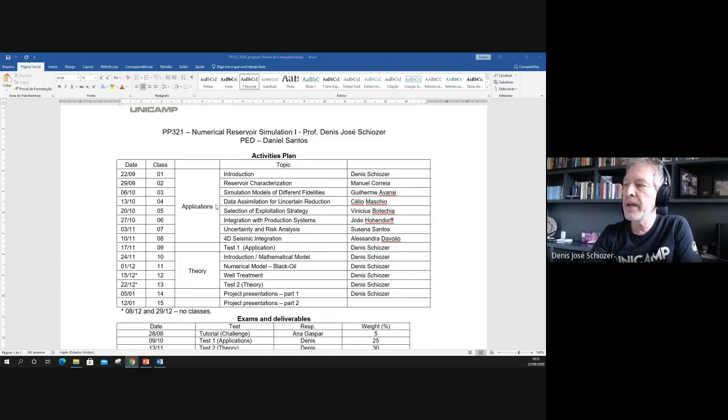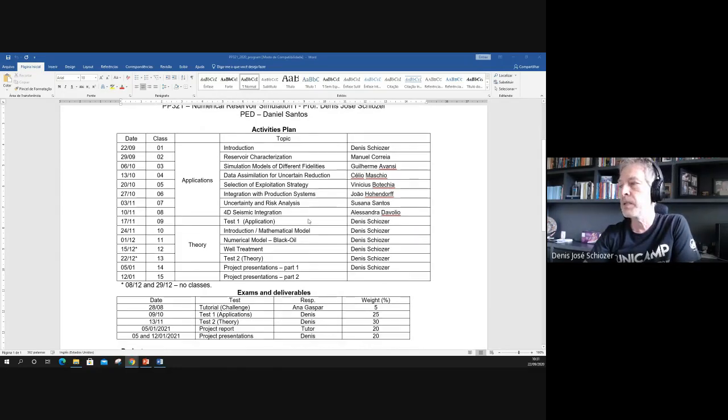So green parts, red parts, and blue parts: 2 of the green, 2 of the red, and 3 of the blue parts. So we're gonna talk in detail about this closed loop that I have shown in the first part of this class, okay? Then in class 9, we're gonna have a test about these applications, questions about what was given in the seminars.